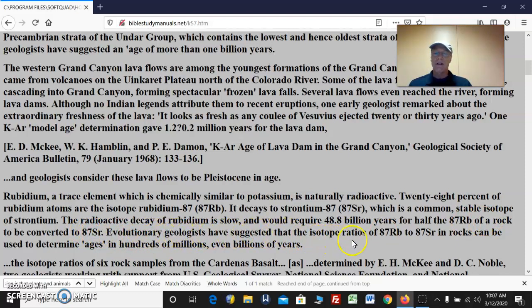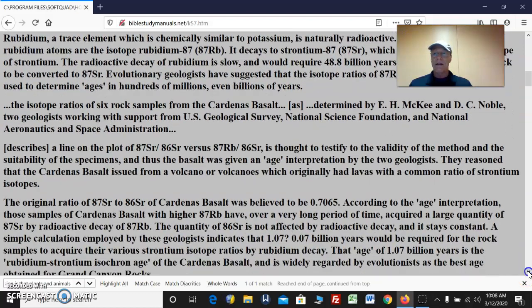Evolutionary geologists have suggested that the isotope ratios of rubidium-87 to strontium-87 in rocks can be used to determine ages in hundreds of millions of years, even billions of years. So the isotope ratios of 6 rock samples from the Cardenas basalt, as determined by McKee and Noble, 2 geologists working with support from the U.S. Geological Survey. They're in the camp of the environmentalists, they're in the camp of the evolutionists, they're in the camp of the scientists. I'm not a scientist. National Science Foundation and National Aeronautics and Space Administration. Can you get better credentials than that?